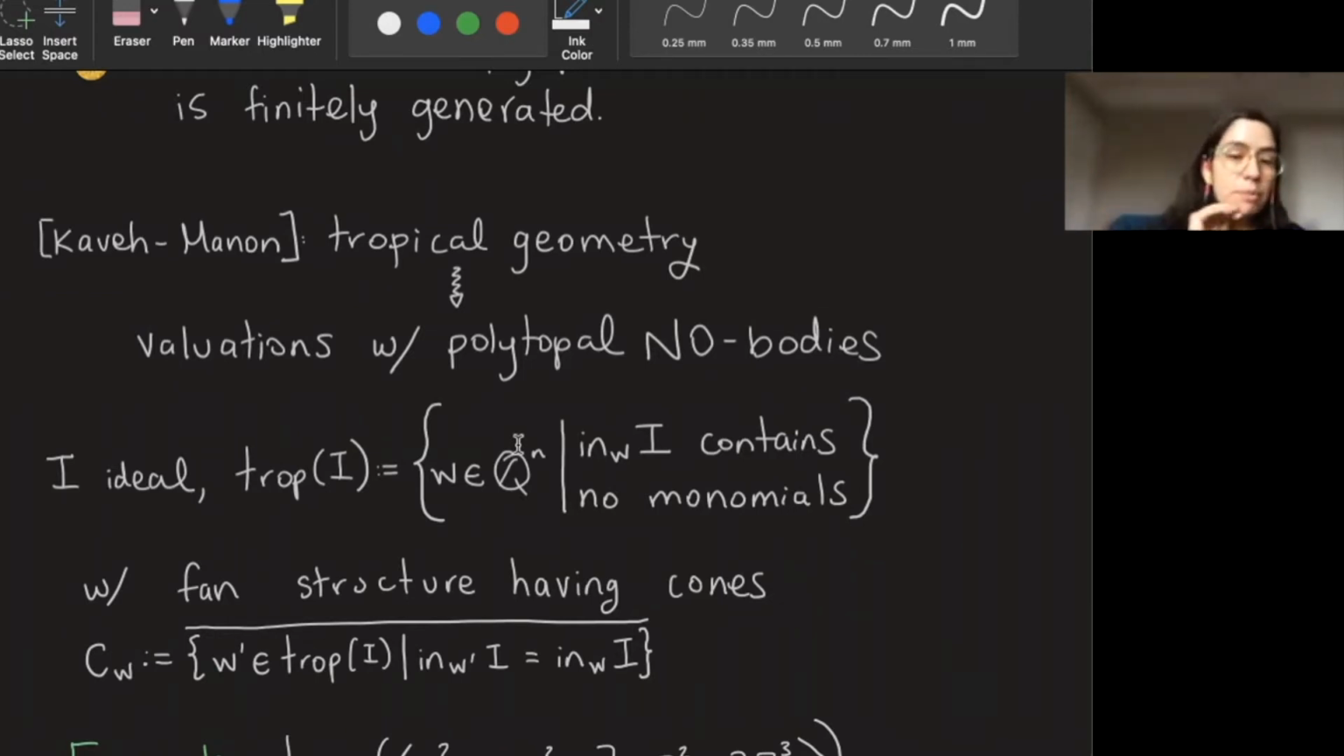But now I'm going to impose an extra structure. The extra structure is that of a fan. So I'm going to define the cones of the tropicalization of an ideal to be the points in the tropicalization that give you the same initial ideal, and you take the closure of that.